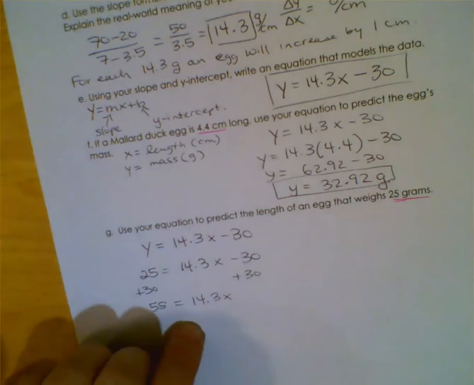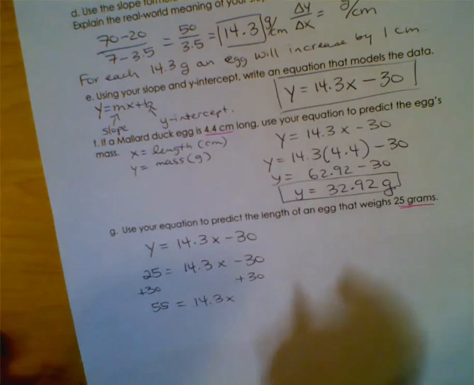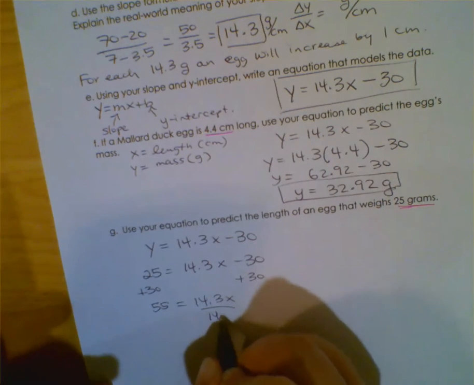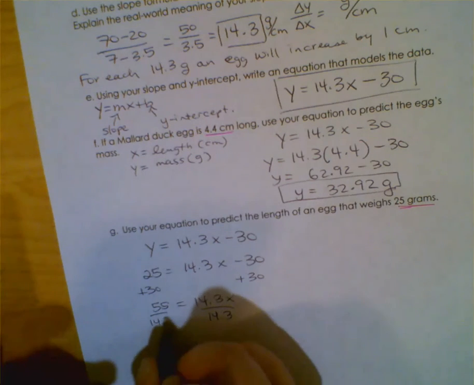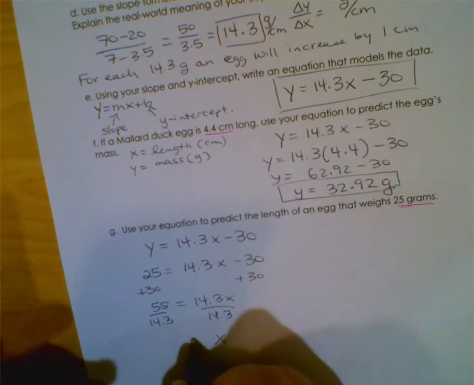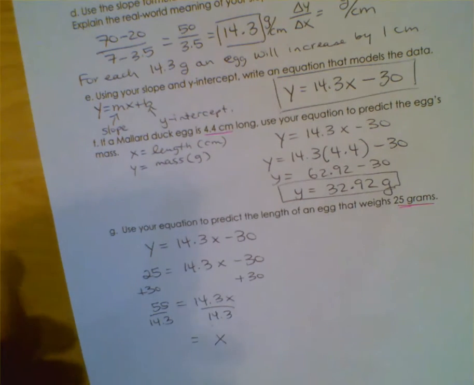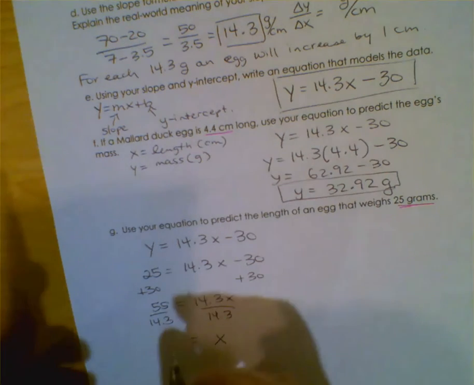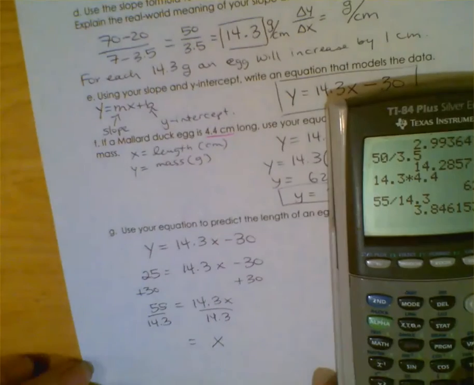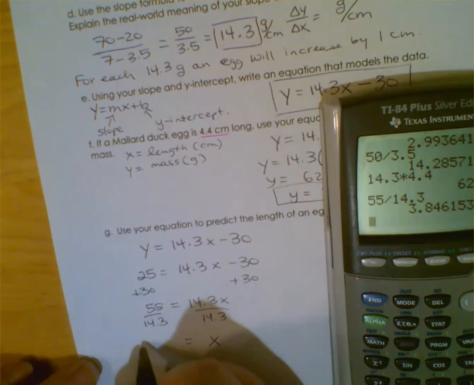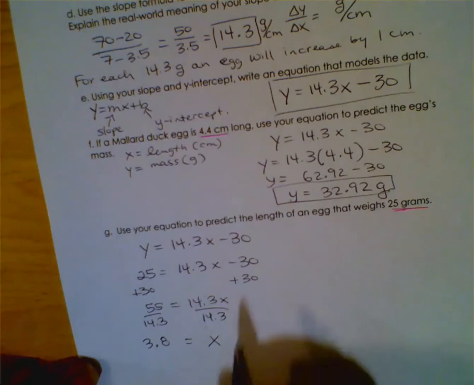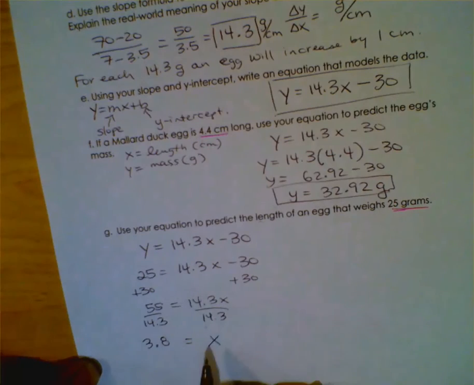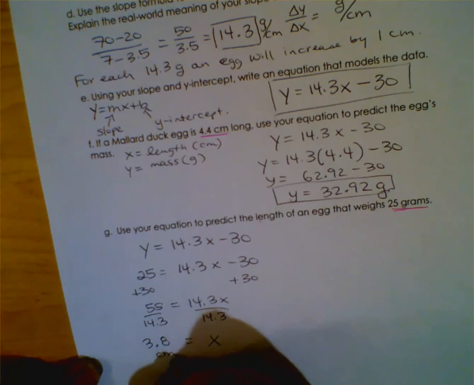So 14.3x, or 14.3 times x. So we need to divide by 14.3. If I do it to one side, do it to the other. X is left by itself. It's 55 divided by 14.3. And again, it's a decimal. I'm going to round it. It's going to be approximately 3.8. And this is the length. So I need to say that this is 3.8 centimeters.